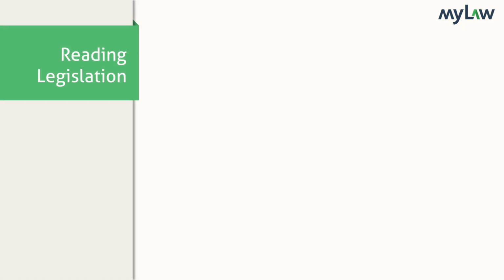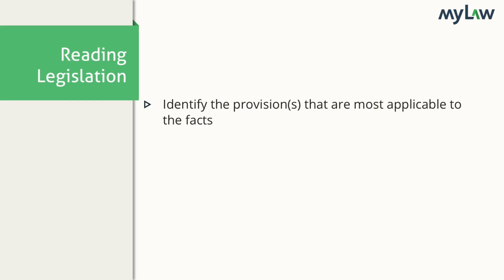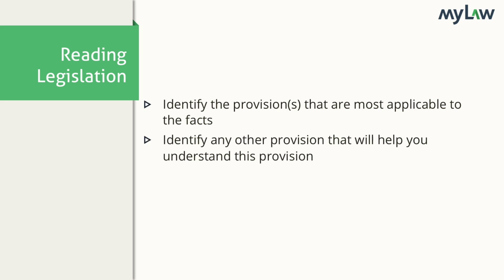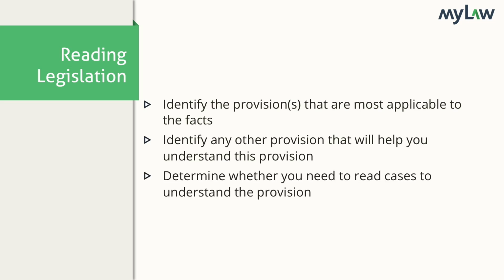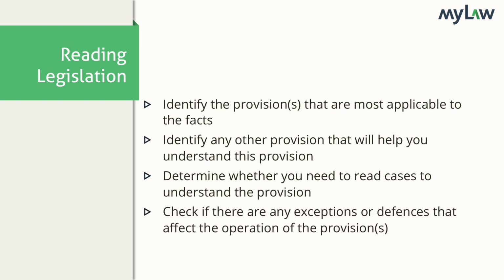So in this video, we have learned the main steps that we need to take in order to read and understand a piece of legislation for legal research tasks. To recap, you have to start by identifying the provisions of the statute that are the best fit for the facts. Then, identify any other provisions that will help you understand this provision. Determine whether you need to read any cases to better understand this provision. And finally, check whether there are any exceptions or defenses that affect the operation of the main provision.